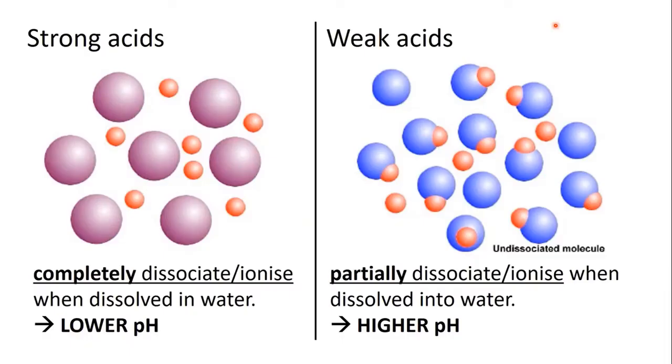So just to emphasize that point, strong acids on the left here that you can see, let's say that those red dots, they represent hydrogen ions. We can see that for every single molecule a hydrogen ion has been released, and therefore that substance would be a strong acid, whereas on the right only some molecules have been dissociated or ionized, and therefore that would be a weak acid with a much higher pH than the stronger acid.